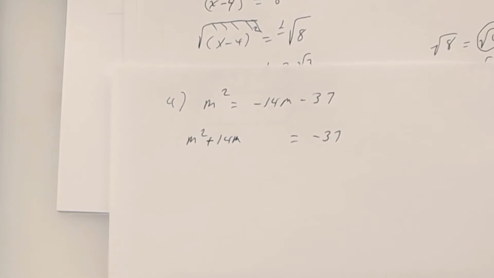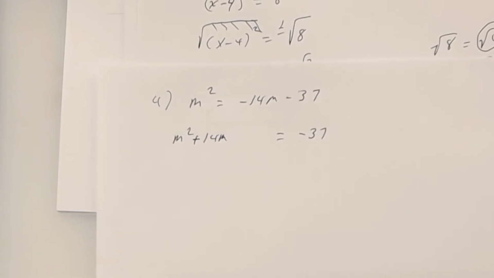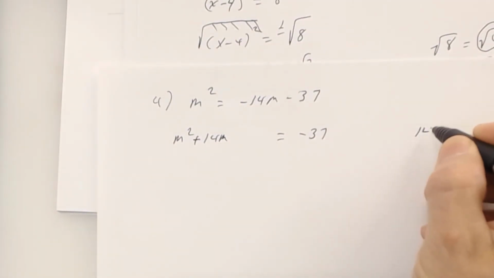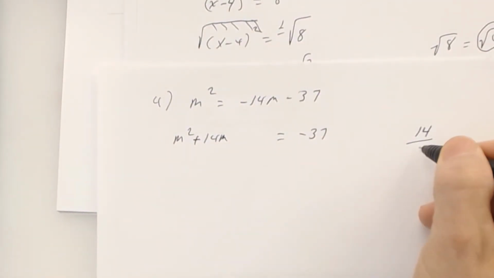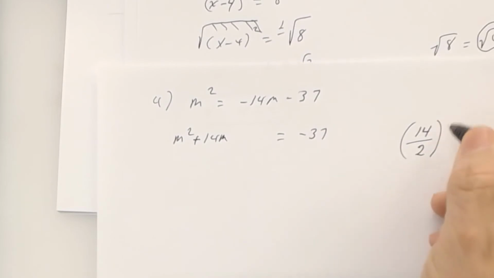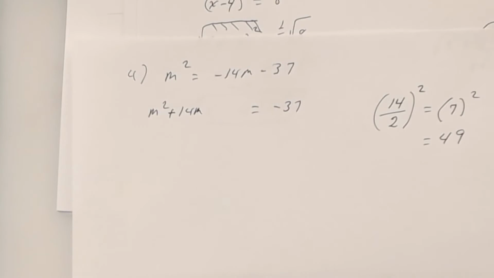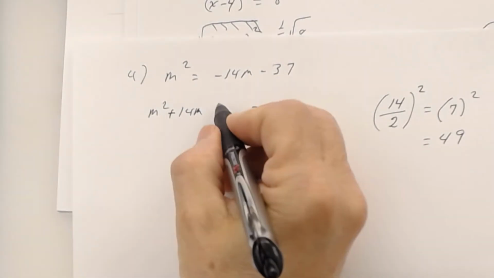All right, now what's the next step? Take the coefficient of m, which is 14. Do what to that? Whatever that is, I will square. So that becomes what number squared? 7. And what is that? 49. So I'm going to add 49 to both sides, right?